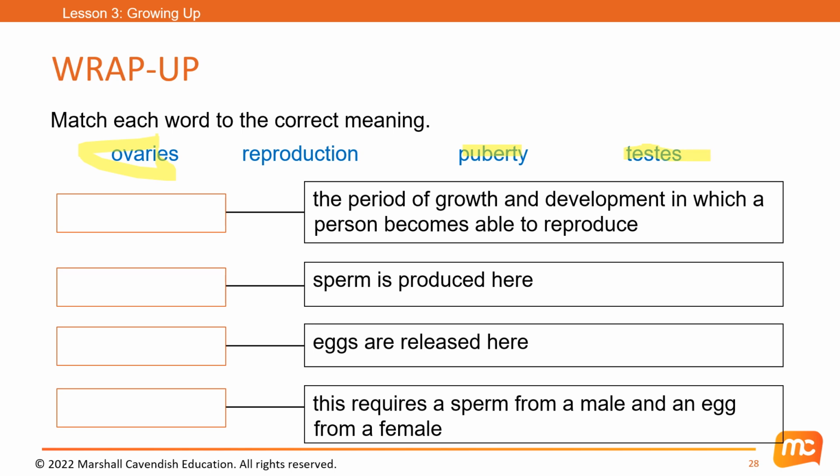Now the last one. This requires a sperm from a male and an egg from a female. So what is that? Yes, good job. The answer is reproduction. Because by reproducing, the parents will have offspring. Okay?